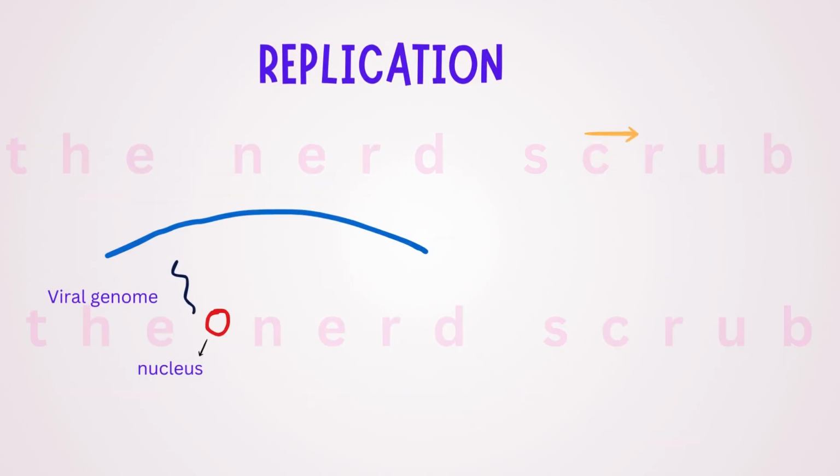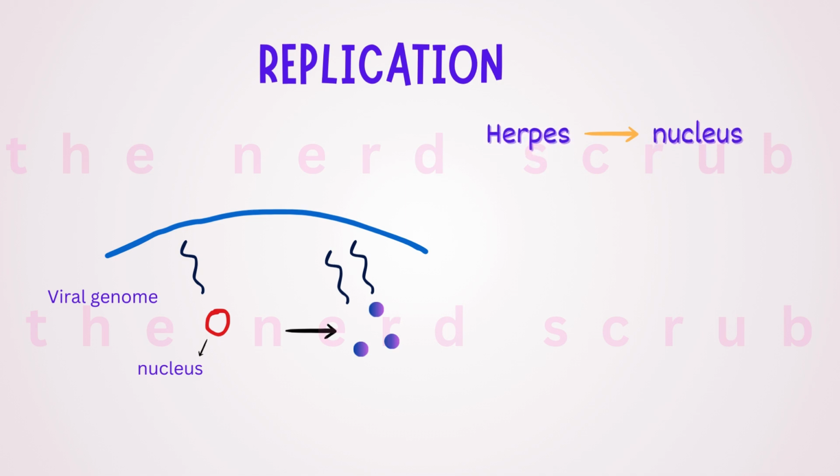The third stage is replication. Once the viral genome is released into the host cell cytoplasm or nucleus, the virus hijacks the host cell machinery to replicate its genetic material and produce viral proteins. For example, the herpes virus replicates its DNA in the nucleus using the host DNA polymerases, and some RNA viruses like coronavirus replicate their RNA in the cytoplasm using their own RNA-dependent RNA polymerases. Then we have retroviruses like HIV, which reverse transcribe their RNA into DNA, which then integrates into the host genome.